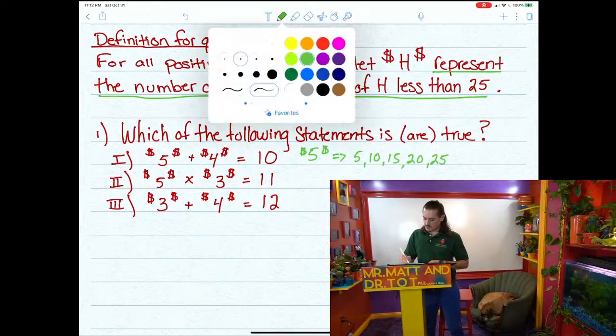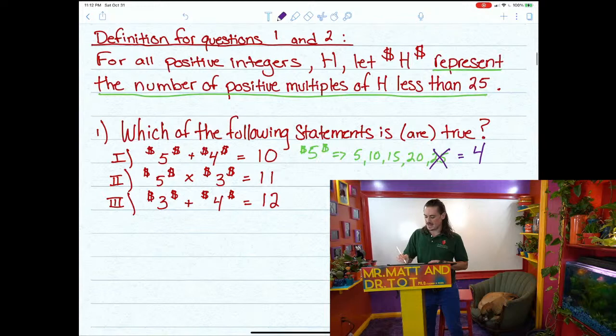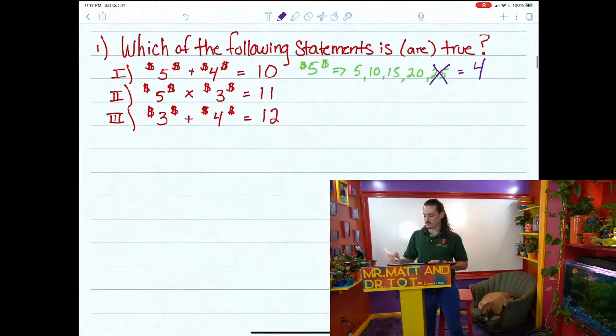If we were to evaluate $4, counting by 4s, we'd have 4, 8, 12, 16, 20, 24, 28. Notice that 28 is larger than 25. It's not less than 25, so we can't count it. So $4 is equal to 1, 2, 3, 4, 5, 6.